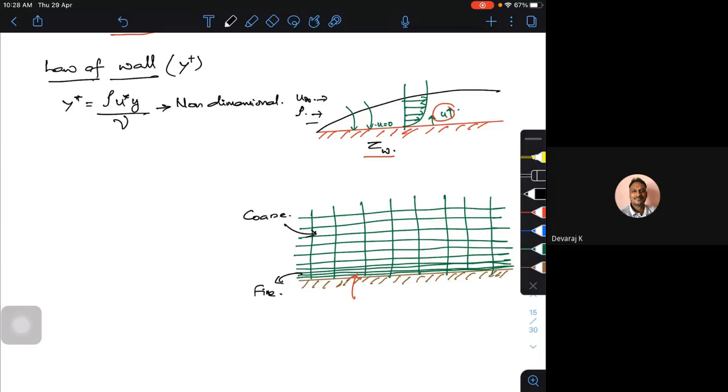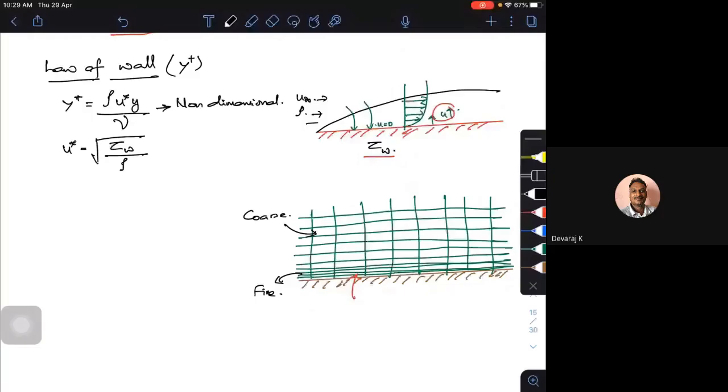And your u star is given by the ratio of your wall shear stress per unit density. So this is your wall shear stress, and this is completely affected by your surface. If your surface is smooth, your wall shear stress will be different. If your surface is very rough, your wall shear stress will be different.